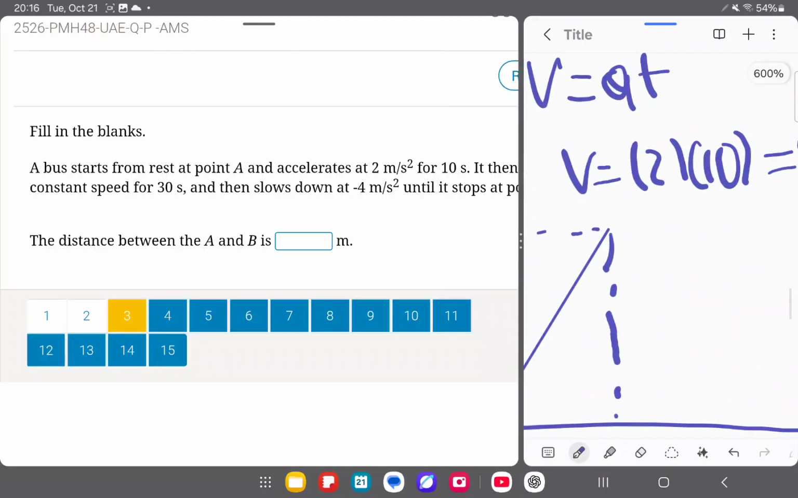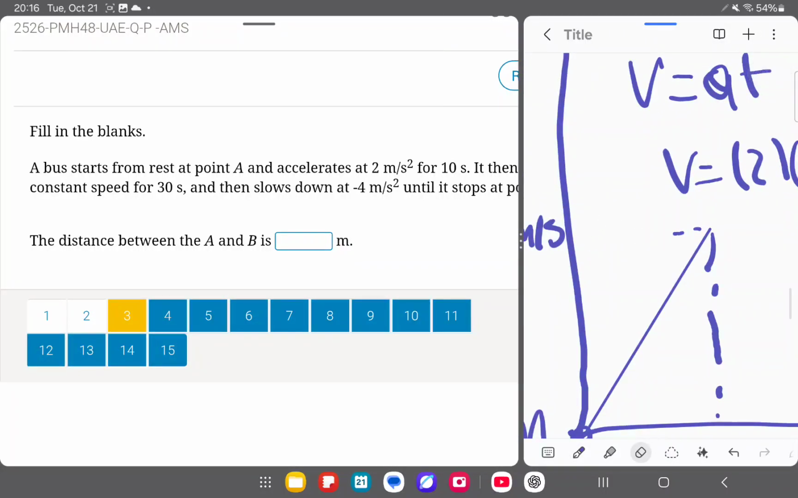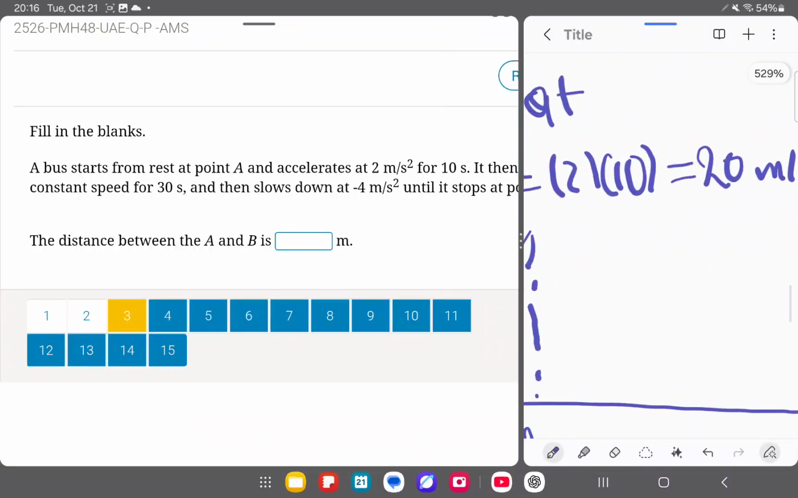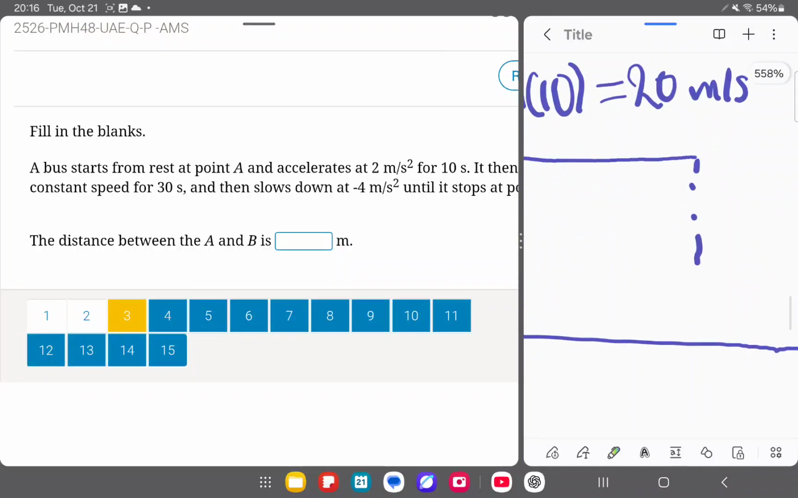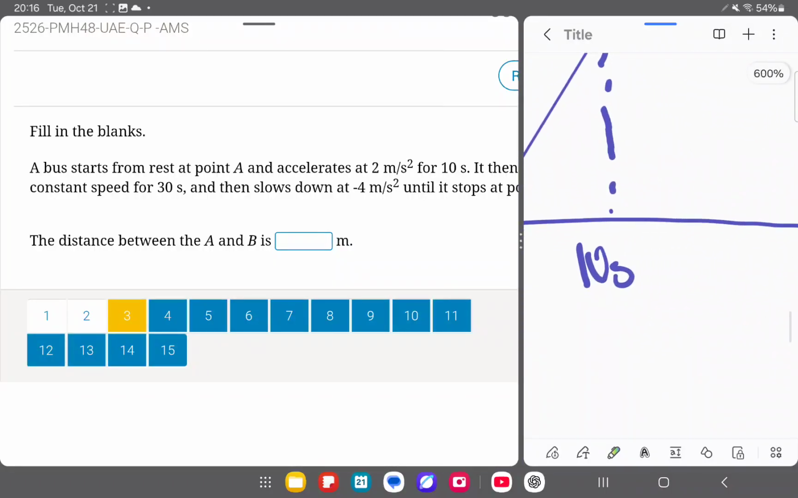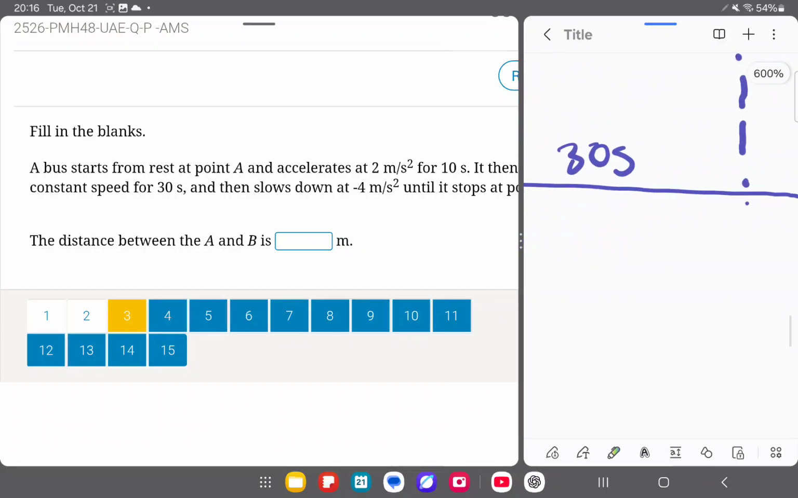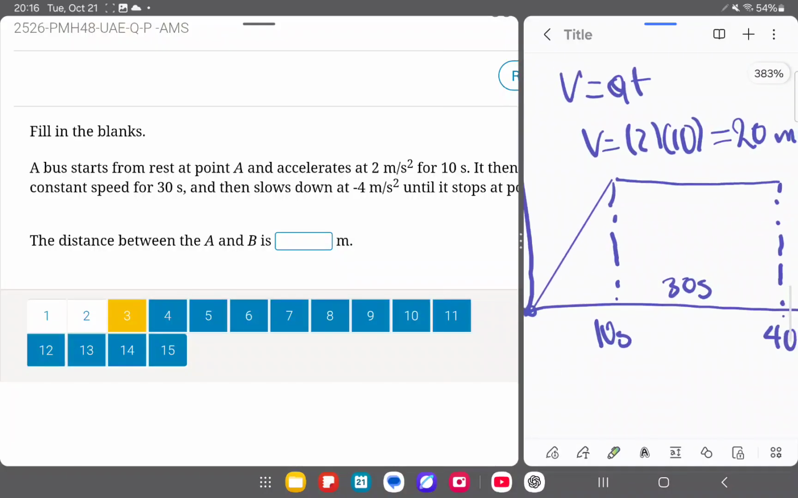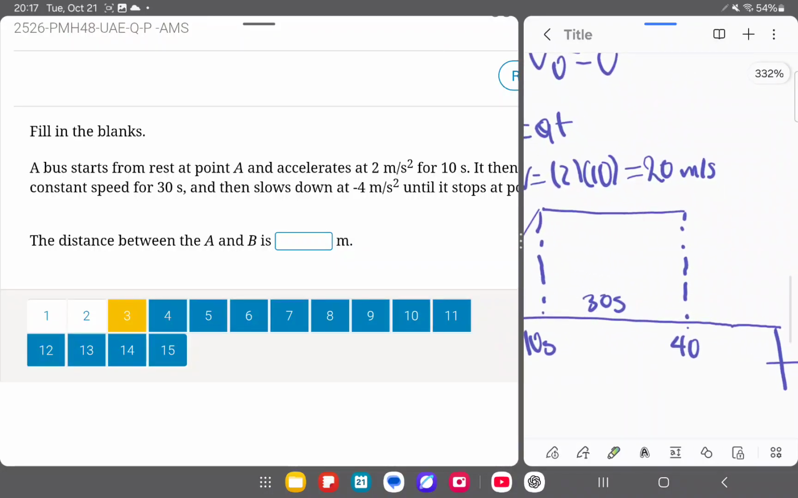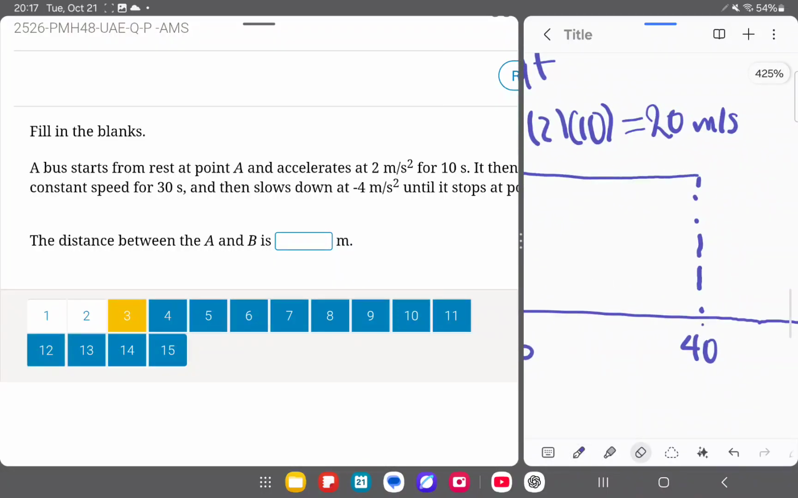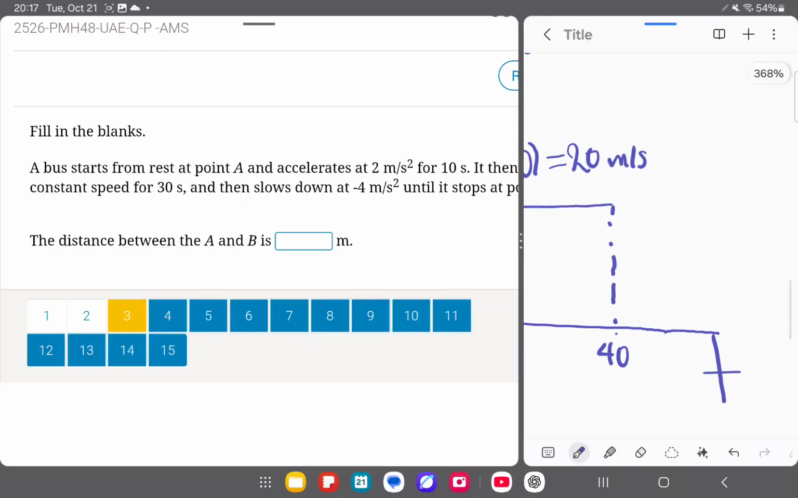Now they're stating that it keeps at this speed. They don't really specify the speed, but now that we found it, they specified that we'll stay at the speed for 30 seconds. Remember, this is not perfectly to scale, but the idea is it goes for 30 seconds. So 10 plus 30 is 40. At the 40th second mark, it stops staying at constant speed. Okay, so we can remove this.